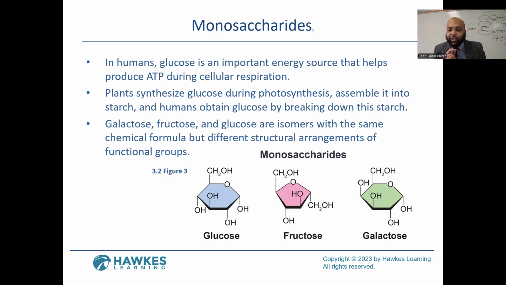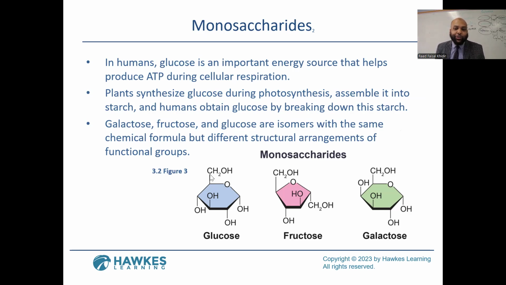Galactose, fructose, and glucose are isomers with the same chemical formula, but they have different structural arrangements of functional groups. You see galactose, fructose, and this is glucose. So glucose, fructose, and galactose, do they have different numbers of carbon? No, they have the same number of carbon. They have the same number of hydrogen, the same number of oxygen, but they are arranged differently.